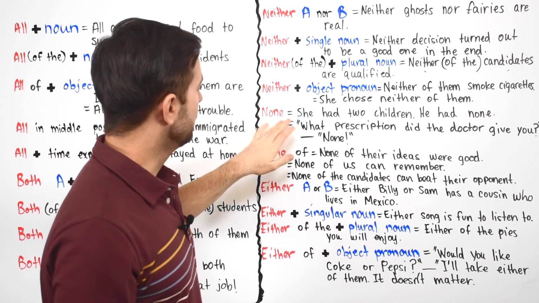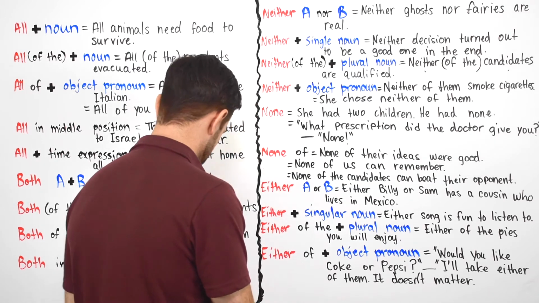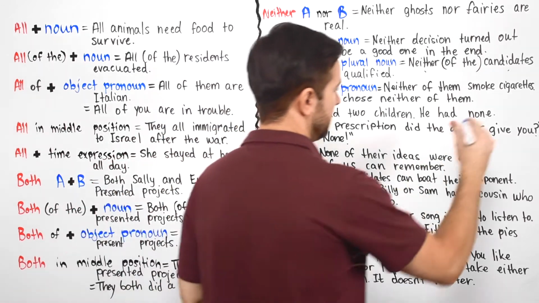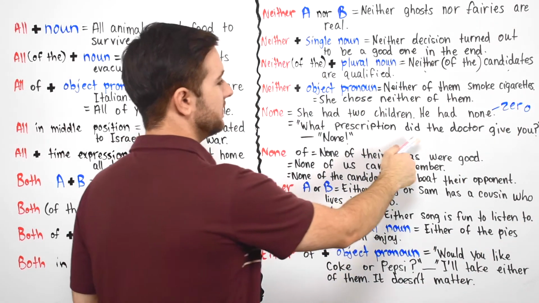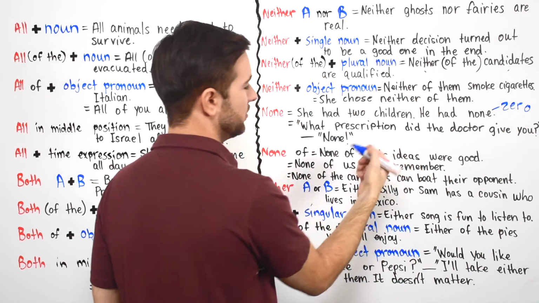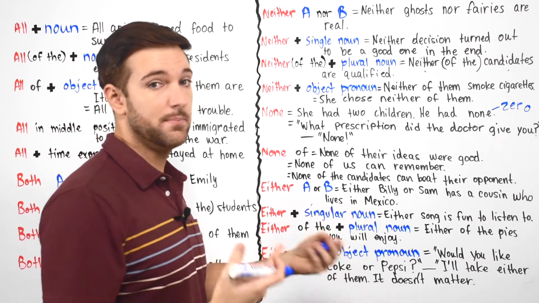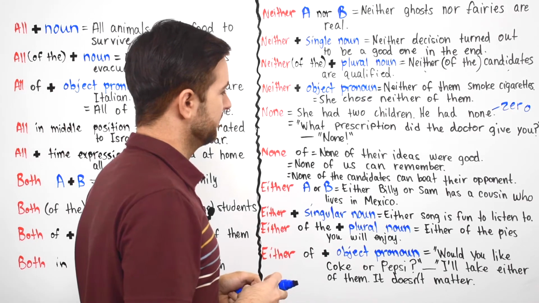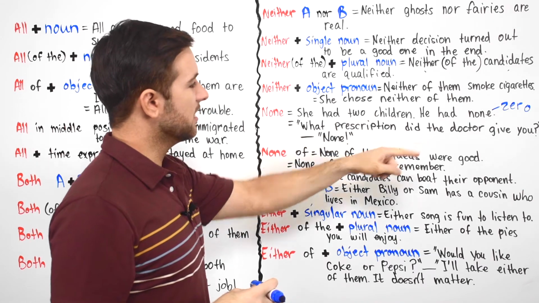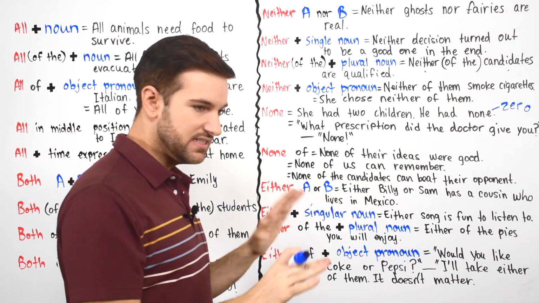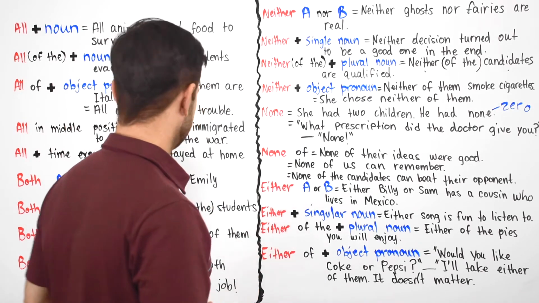None. She had 2 children. He had none. None means 0. He had none. He had 0. What prescription did the doctor give you? A prescription is when you go to the doctor, he gives you a piece of paper that tells you what medicine the pharmacy needs to give you. When you need medicine from the pharmacy. What prescription did the doctor give you? None. 0. Nothing.